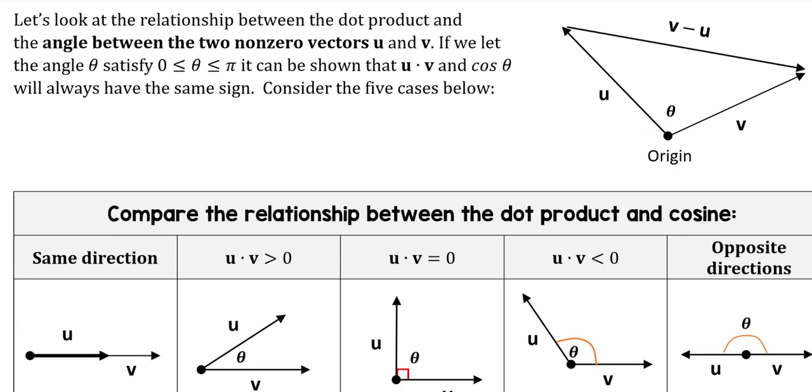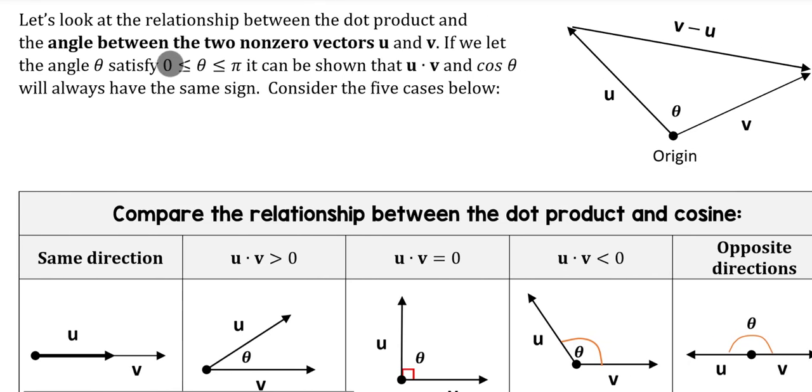Now let's look at the relationship between the dot product and the angle between the non-zero vectors u and v. So we're going to have to limit our values of theta between 0 and pi. And the reason for that is if we go past 180 degrees or pi radians, you're going to repeat the same values. You're just in the negative direction, or on the negative side of the x-axis. So you're going to end up with the same values.